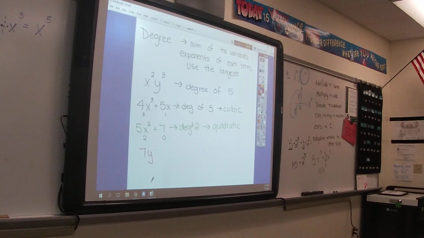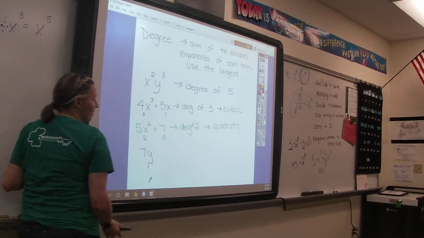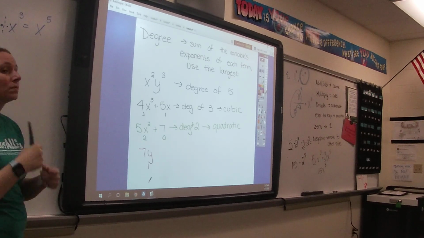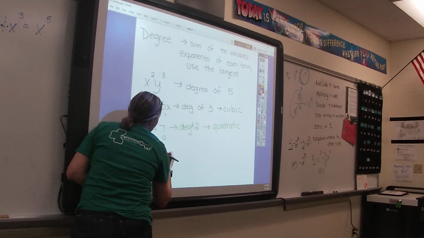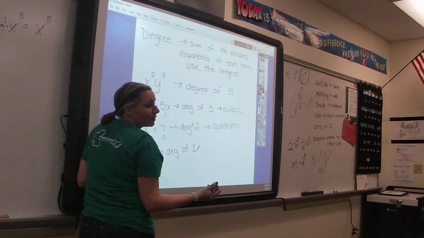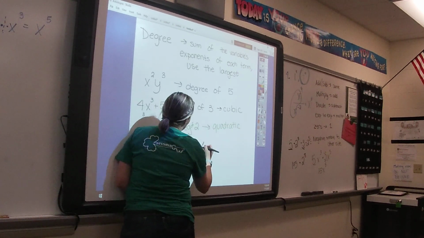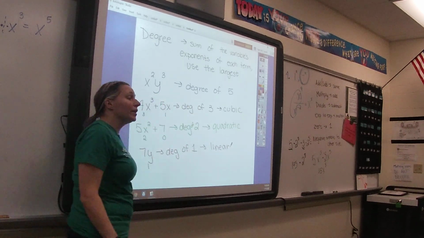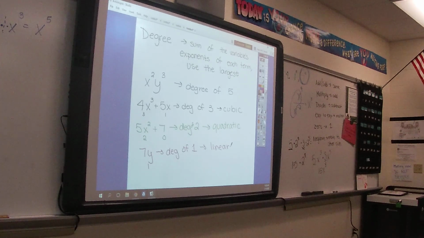7y. Would it be 1? So this is a monomial, and all we have is the 1 there. So this has a degree of 1. A degree of 1 we call linear.